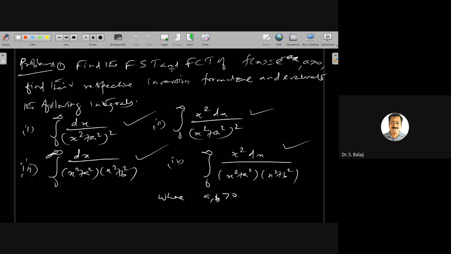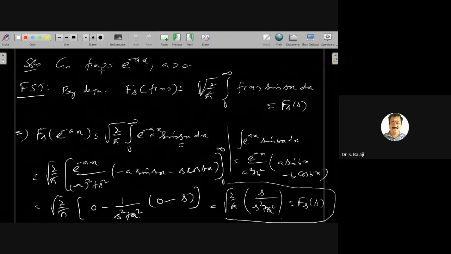Right. Now we are going to identify, first of all, the Fourier sine and cosine transforms of f of x equal to e power minus ax, and correspondingly their inversion formulas. Based on that, we can deduce these 4 integral values. First, find the Fourier sine and cosine transforms, given f of x equal to e power minus ax, a greater than 0.